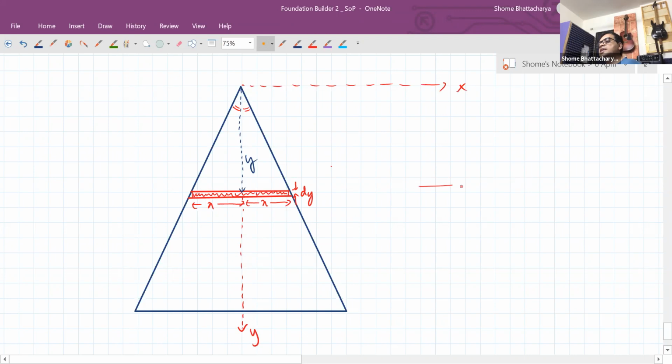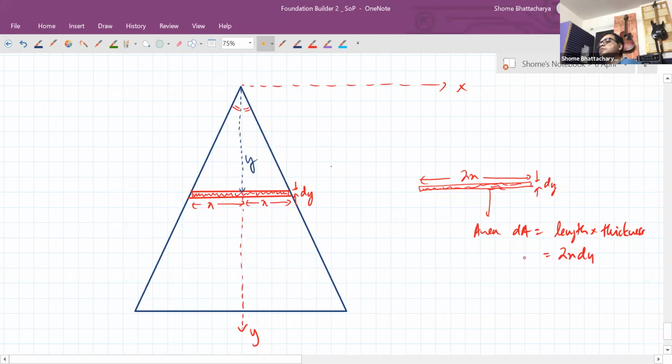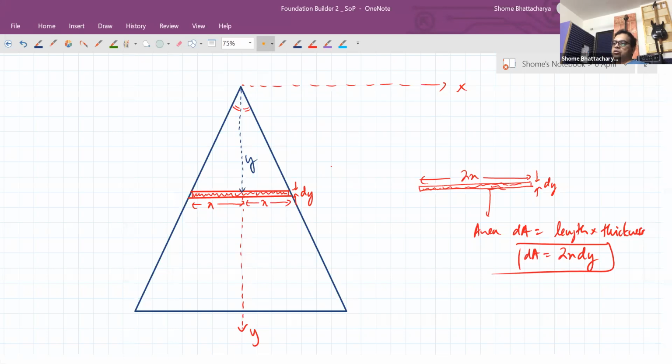So this strip, what is its length? Its length is 2x. And its thickness is dy. And it's got a bit of a corner, but we are ignoring that because the thickness is very small. So you can treat it like a rod of length 2x and thickness dy. So its area dA is becoming length into thickness. So that's 2x into dy.